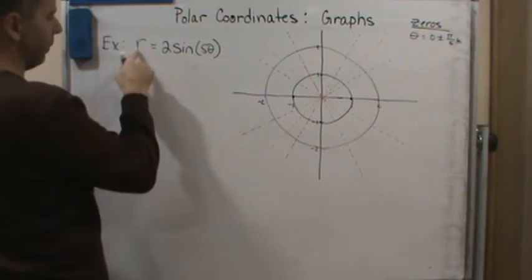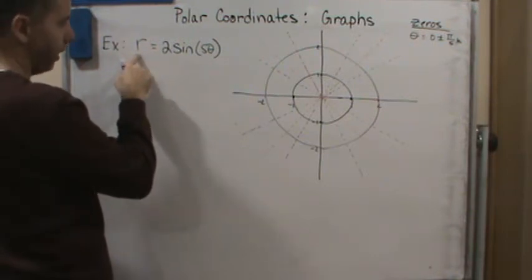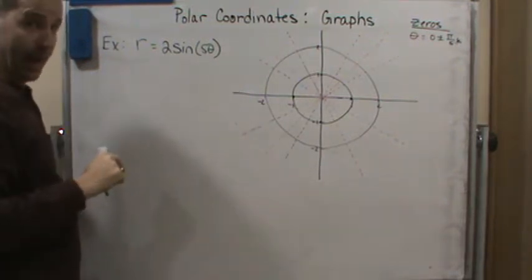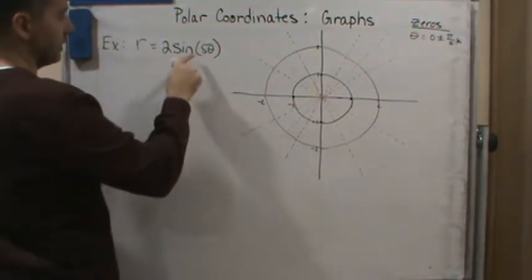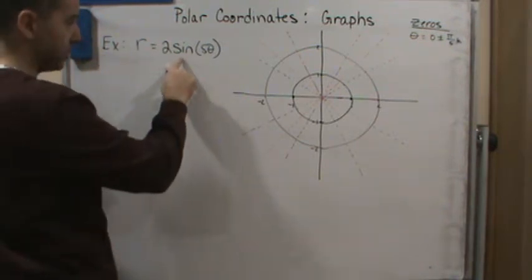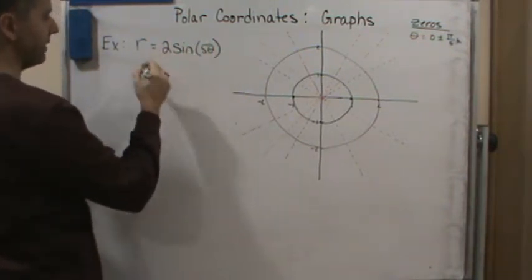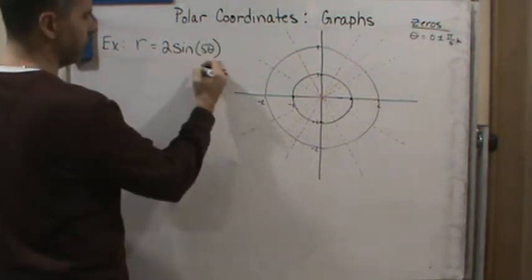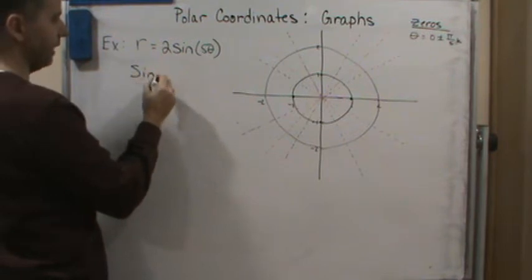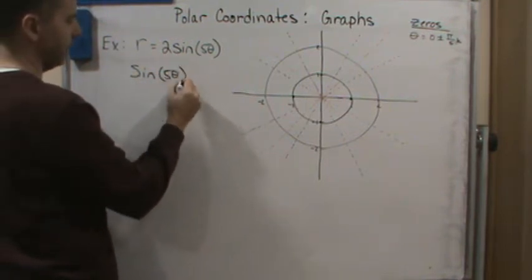That means we want to maximize R. Well, R in this case will be maximized when sine is maximized. Sine is maximized at 1. That's the maximum value, right? The range of sine is from negative 1 to 1. So what I need to do is first find where this is equal to 1. So sine 5 theta equals 1.